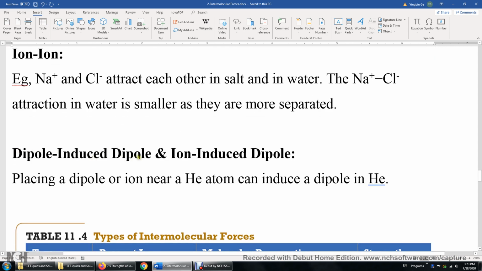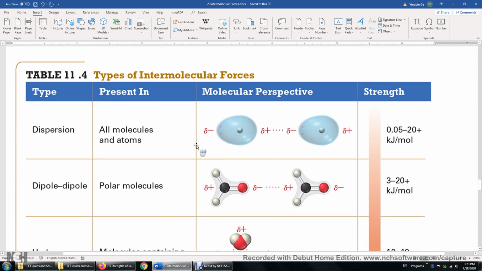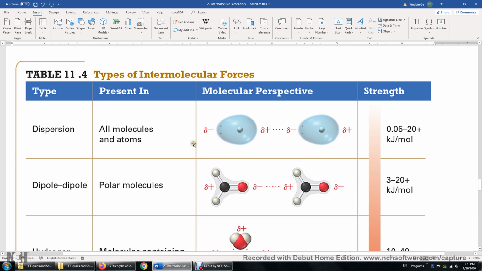Finally, there's dipole-induced dipole, ion-induced dipole interaction. This is simple. If you place a dipole or an ion near a helium atom or a molecule without a dipole, you can induce a non-zero dipole in helium or CH4. Finally, let's look at the magnitudes of the intermolecular forces. First, dispersion. It's between 0.05 to 20 kilojoule per mole.